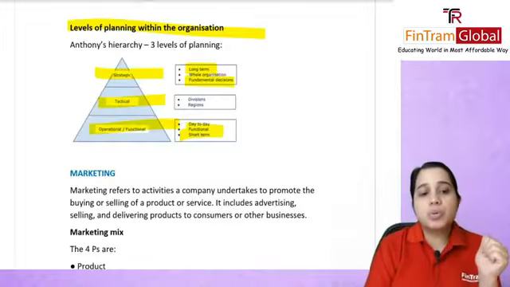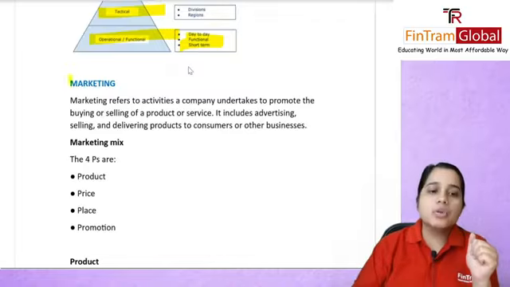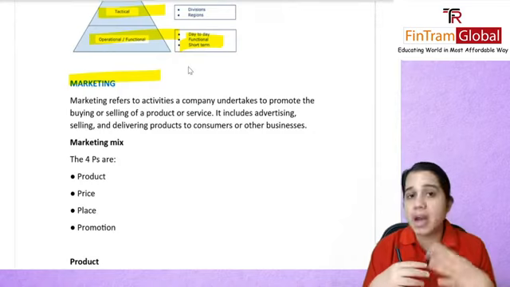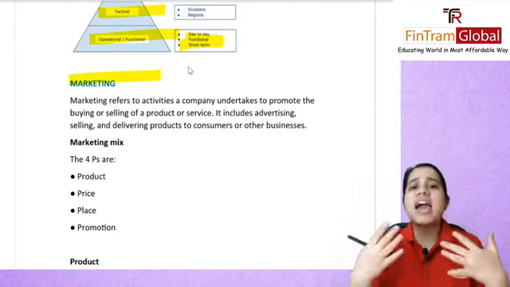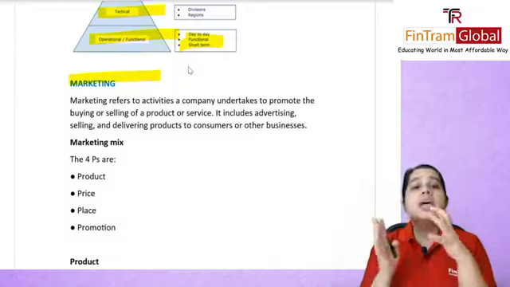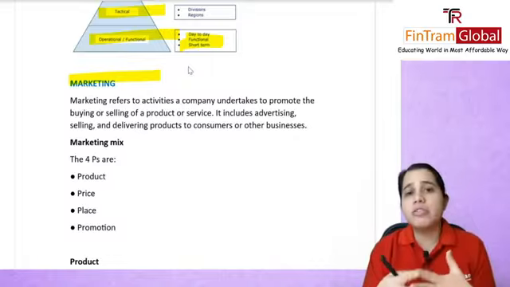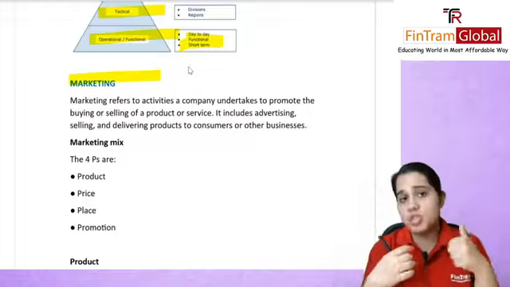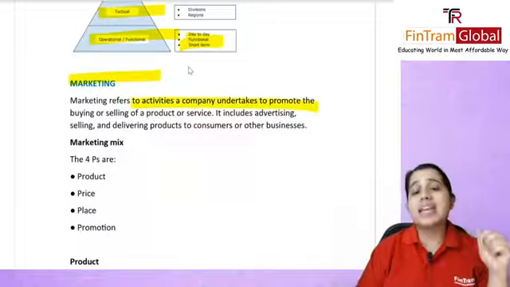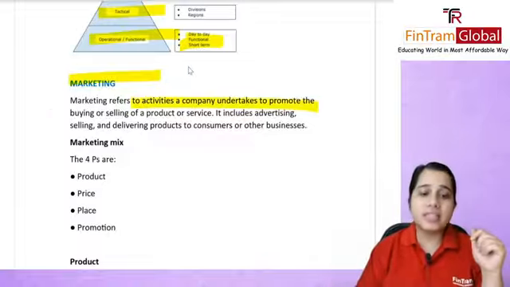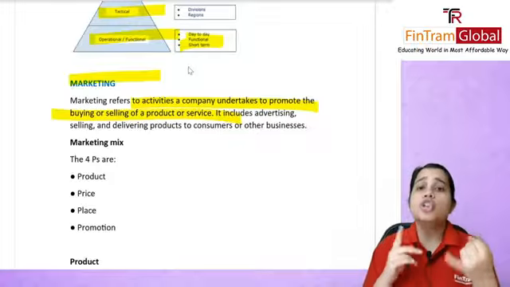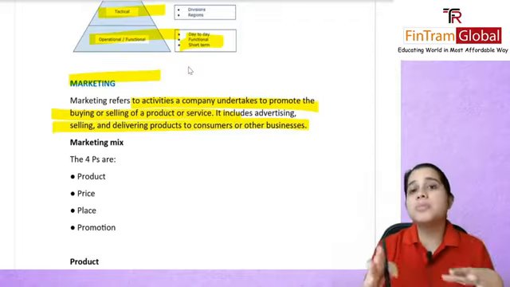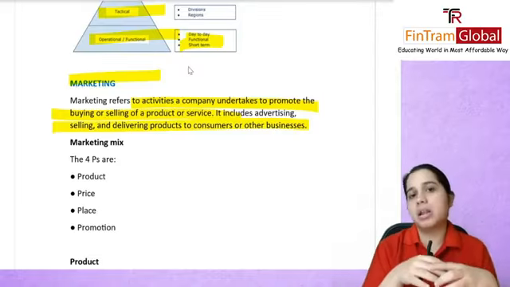Next, another topic that we will be covering now is marketing. If you remember, we had studied in a session that there were 4 P's of marketing, and marketing basically involves any activity when you're promoting the products of your organization or any service that your organization provides, so that of course people are aware of it, go ahead and make purchases. So marketing refers to activities that a company will undertake to promote the buying or selling of any product or service. You could be advertising it, you could be delivering the product to consumers or other businesses; everything falls under your marketing category.